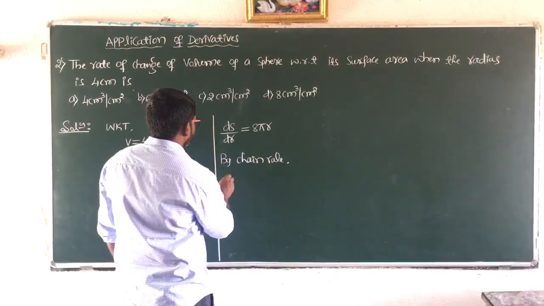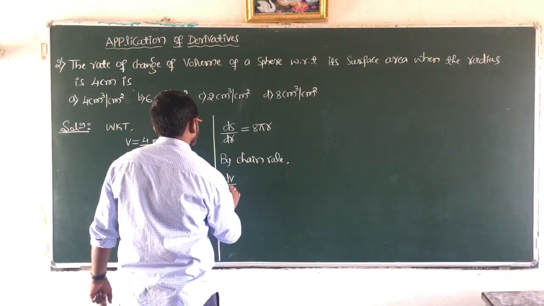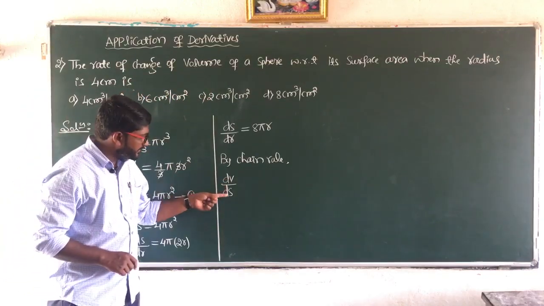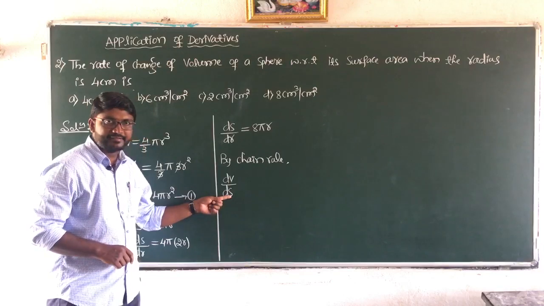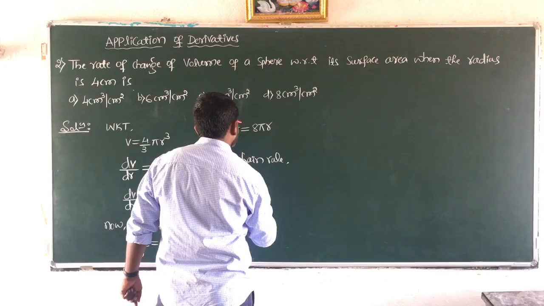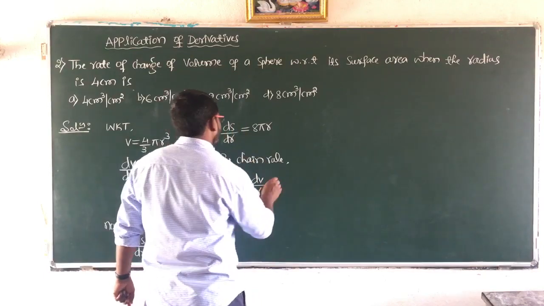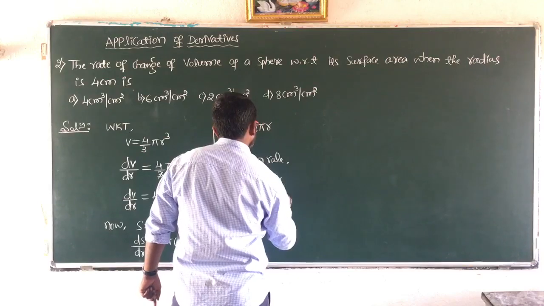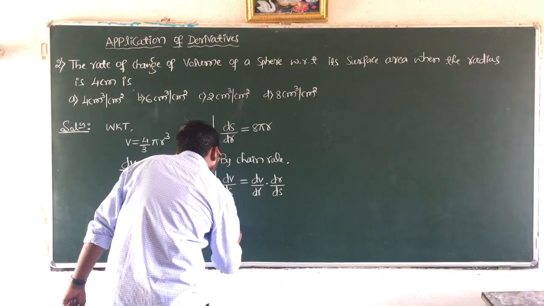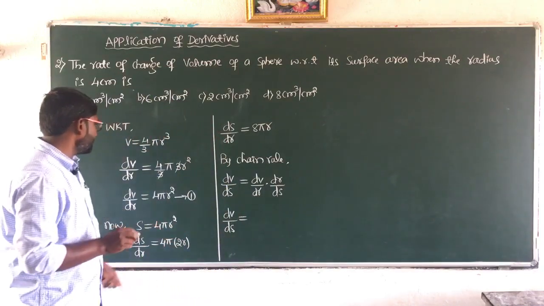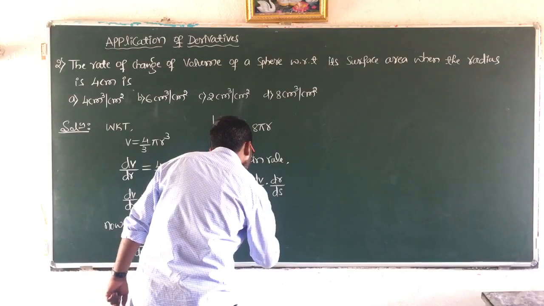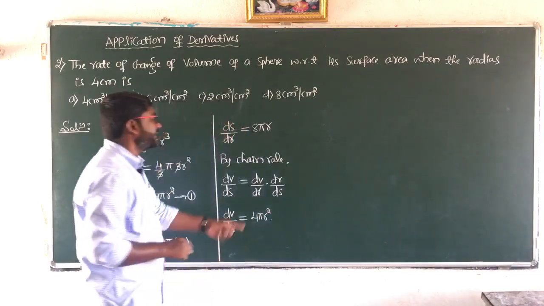So see here, the rate of change of volume of a sphere with respect to its surface area is equal to dv by dr into dr by ds. So now dv by ds is equal to, what is the dv by dr now? It is 4 pi r square into dr by ds.